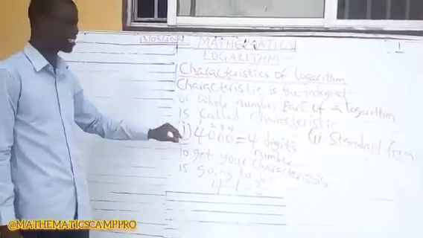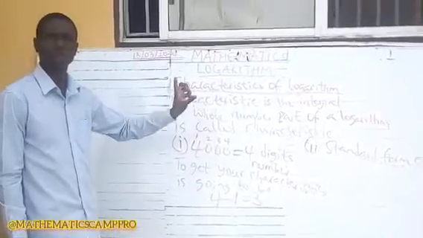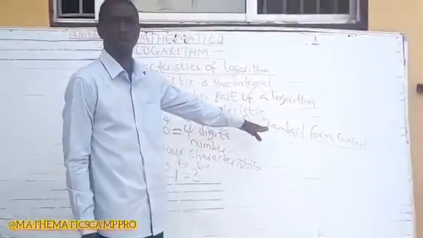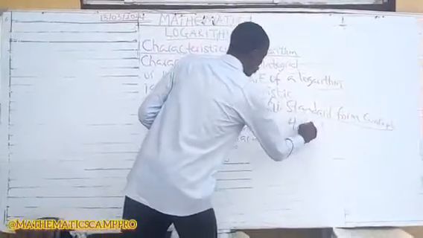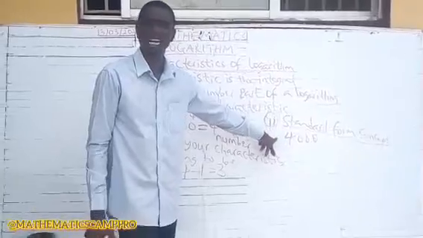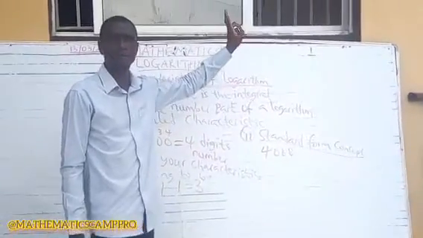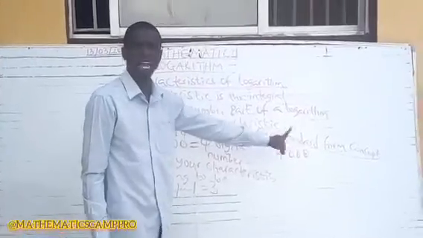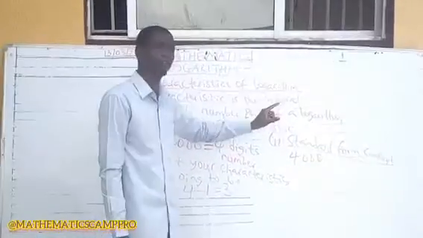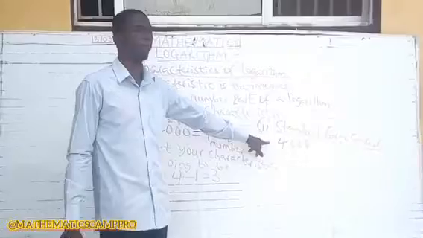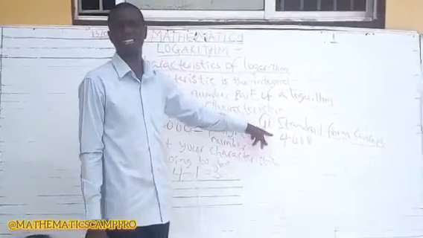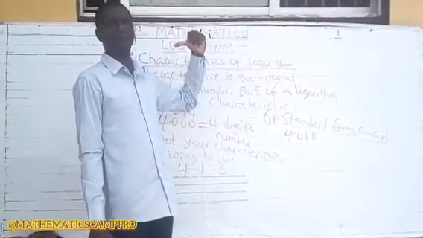For you to get your characteristics, you count the number of digits and you minus it with 1, and this is the characteristics. Now, using the standard form concept, we have 4,000. And if you remember, I said earlier that in standard form, we have 2 ways by which we can get our standard form. It's either you move from the right direction or the left direction. But I said, when you are moving from the right direction, it must be a number that is greater than 1. But if you are moving from your left direction, it must be a number that is less than 1, which we did the example earlier.